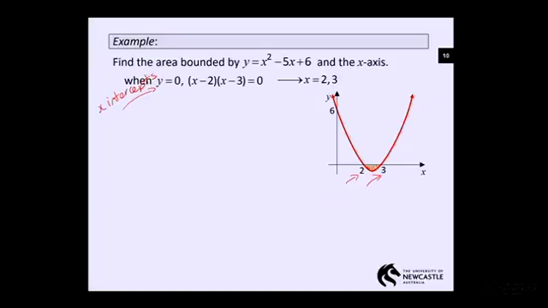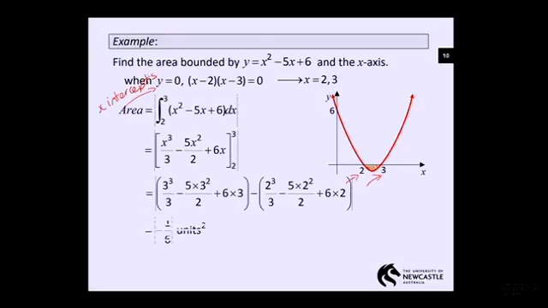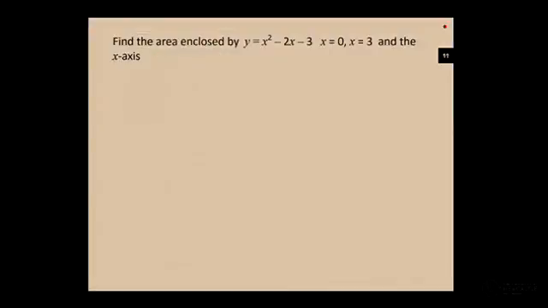Now I'm going to go to the first example that we have to fill in. So here it comes. Find the area enclosed by y equals x squared minus 2x minus 3. It gives you two values there, a 0 and a 3. Okay?